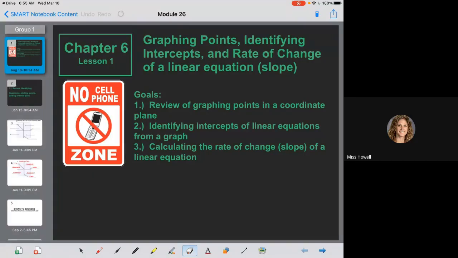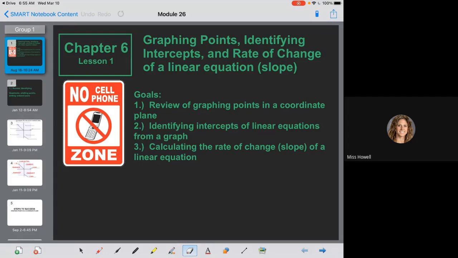Hi, and welcome back to Algebra 1. Our goal for today is to start to look at linear relationships. And in Chapter 6, when we talk about linear relationships, we're talking about relationships that form lines when we make a picture version or a graph version.